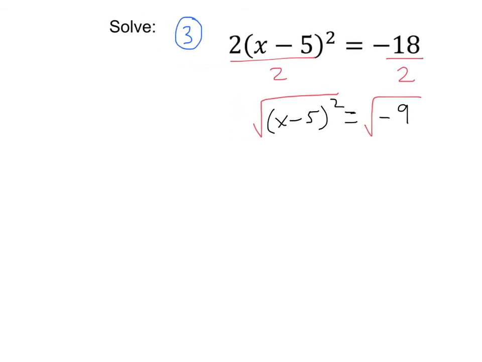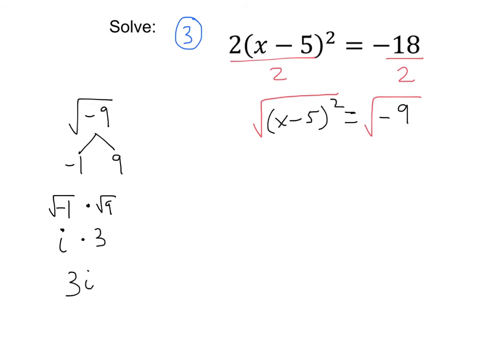Remember, in our previous video, we talked about this square root of negative 9. I could break that down as negative 1 times 9, and of course, we know square root of 9 is 3. So let me rewrite this. We could say this is the square root of negative 1 times the square root of 9. The square root of negative 1, that's our imaginary number. That's i. The square root of 9 is 3. So this is 3i.